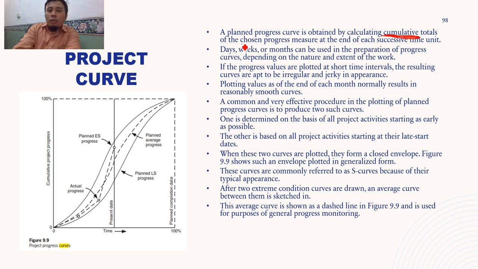Why chosen? Because you can have different progress measures. You can have a financial project curve, or you can also have a physical project curve. Basically, financial is based on your costing. That's what we've done in the lab session. So we developed the S curve or project curve based on the costing for each task. And also we can have the physical curve.